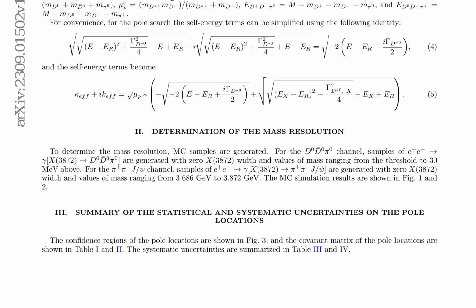The mass resolution is determined using Monte Carlo, MC, samples generated for the D0 D0 π0 and π+ π- J/ψ channels. The MC simulation results are presented in figures 1 and 2. These results are essential in understanding the statistical and systematic uncertainties associated with the pole locations.